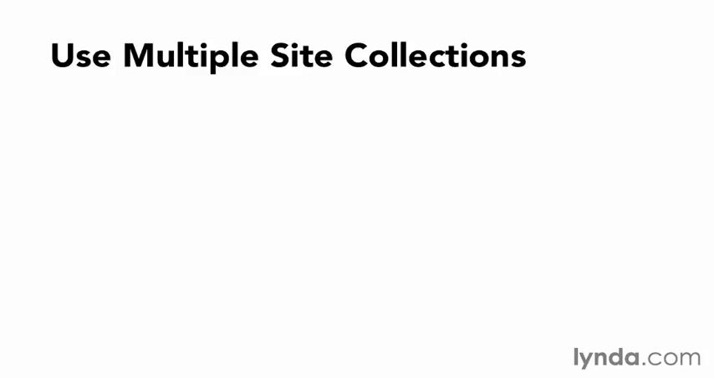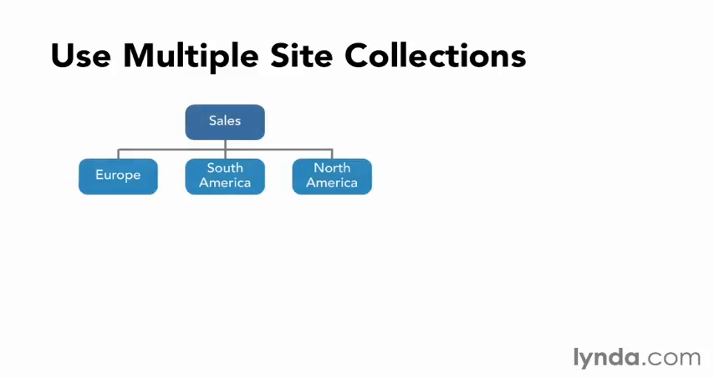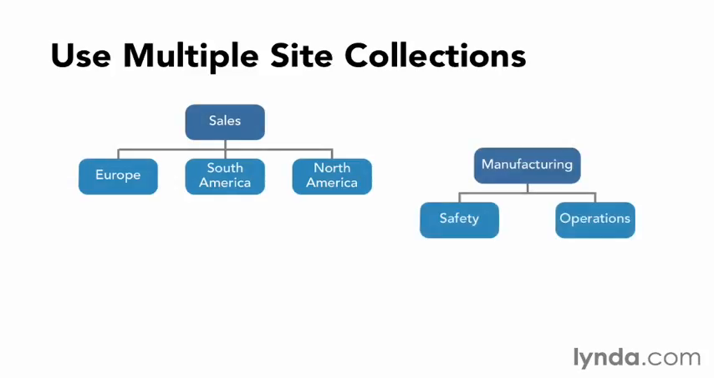Your IT folks would configure multiple site collections if they realize you have very different areas in your business that don't overlap. For example, we have a sales team and they have a group of sites. And we have some other folks that work over here in manufacturing. They have a couple of sites as well. But the folks from sales don't look at the manufacturing site, and the folks in manufacturing don't have a need to be in the sales site.